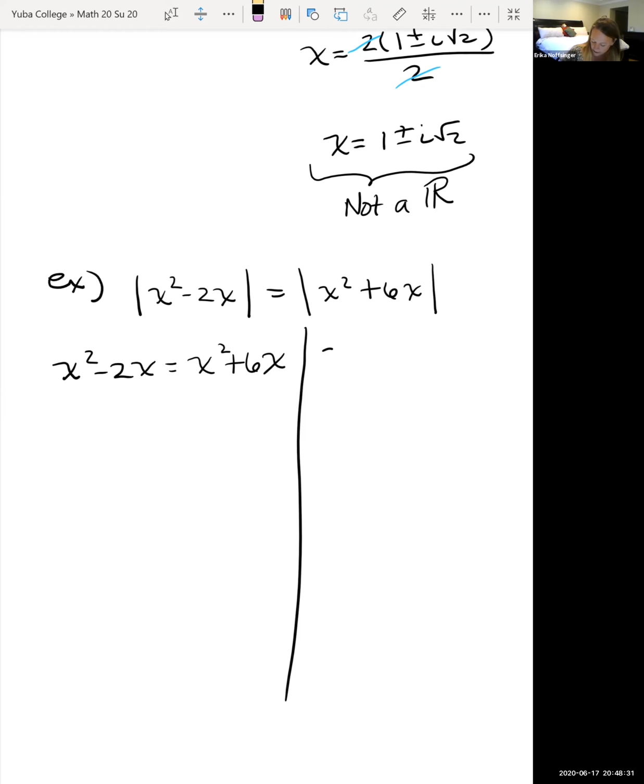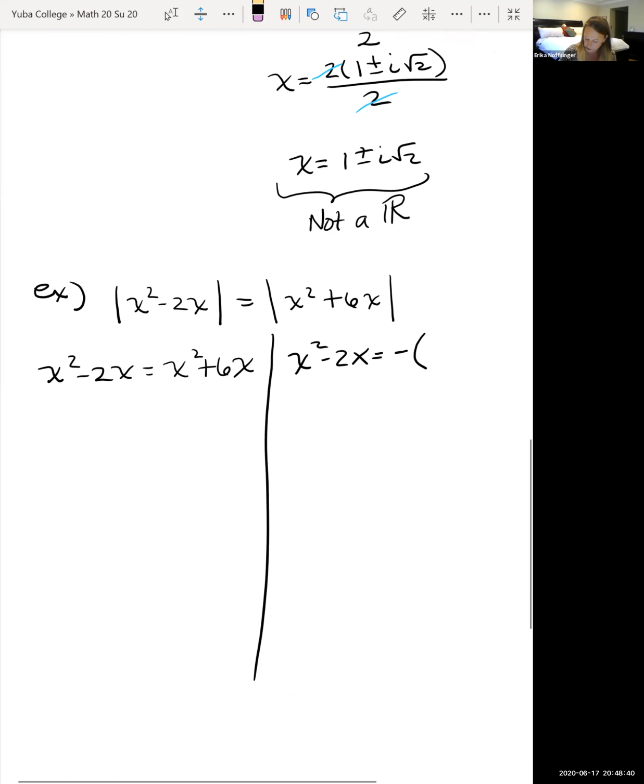So we're looking at when is x squared minus 2x equal to the negative of the whole quantity on the other side, which is x squared plus 6x. It technically doesn't matter which side you put that negative, but it has to go around that whole quantity. I technically could do the same thing here. I could have put negative here and kept this one positive. But if I multiply both sides by -1, I'd get the same result. So it doesn't matter.